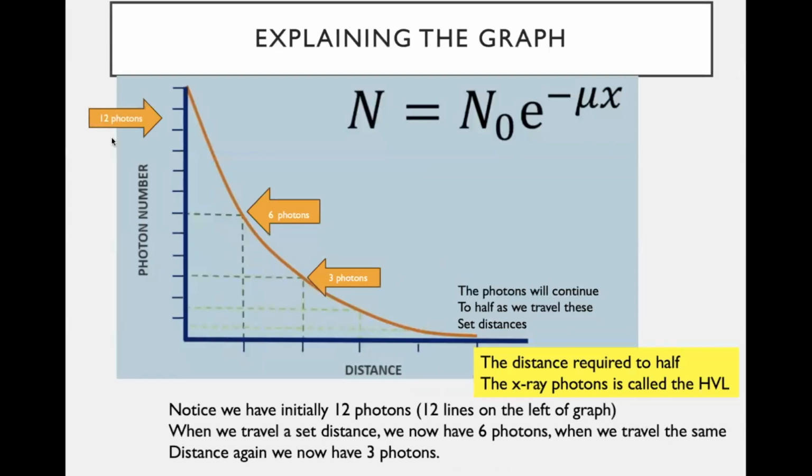So here's an example. Let's say we have 12 photons, and it's going, let's say, one distance. Let's say it's, I don't know, 1 centimeter. As it goes through the distance, X-rays are being attenuated, and the photons will continue to halve as we travel through set distances. The distance required to halve the X-ray photons is called the half-value layer. So in this graph, notice that we initially have 12 photons. When we travel a set distance, let's just say it's a centimeter, we now have 6 photons. When we travel the same set distance, now we have 3, et cetera.